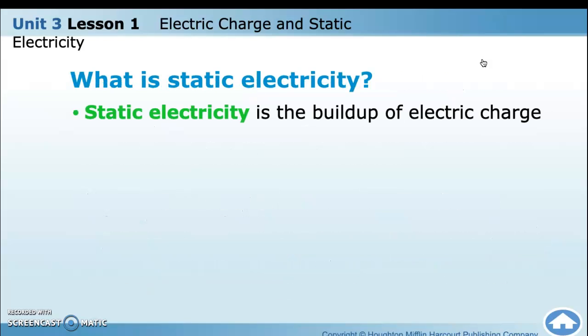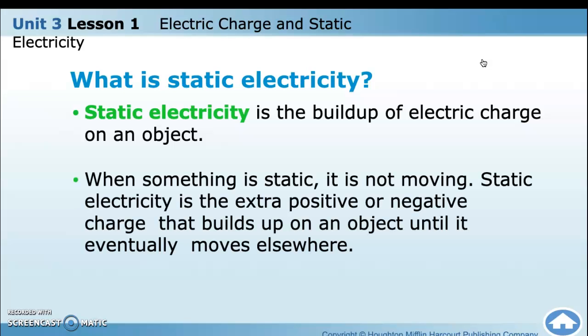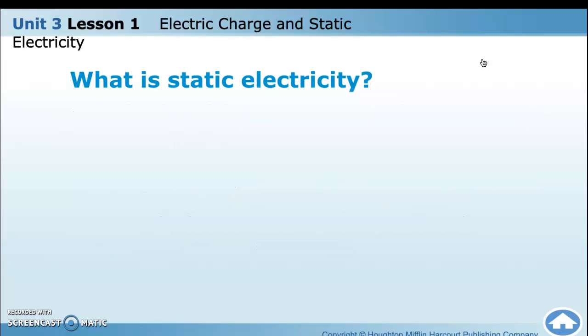So what is static electricity? Static electricity is the buildup of electrical charge on an object. When something is static, that means it's not moving. And so static electricity is an extra positive or negative charge that builds up on an object until it eventually moves elsewhere.